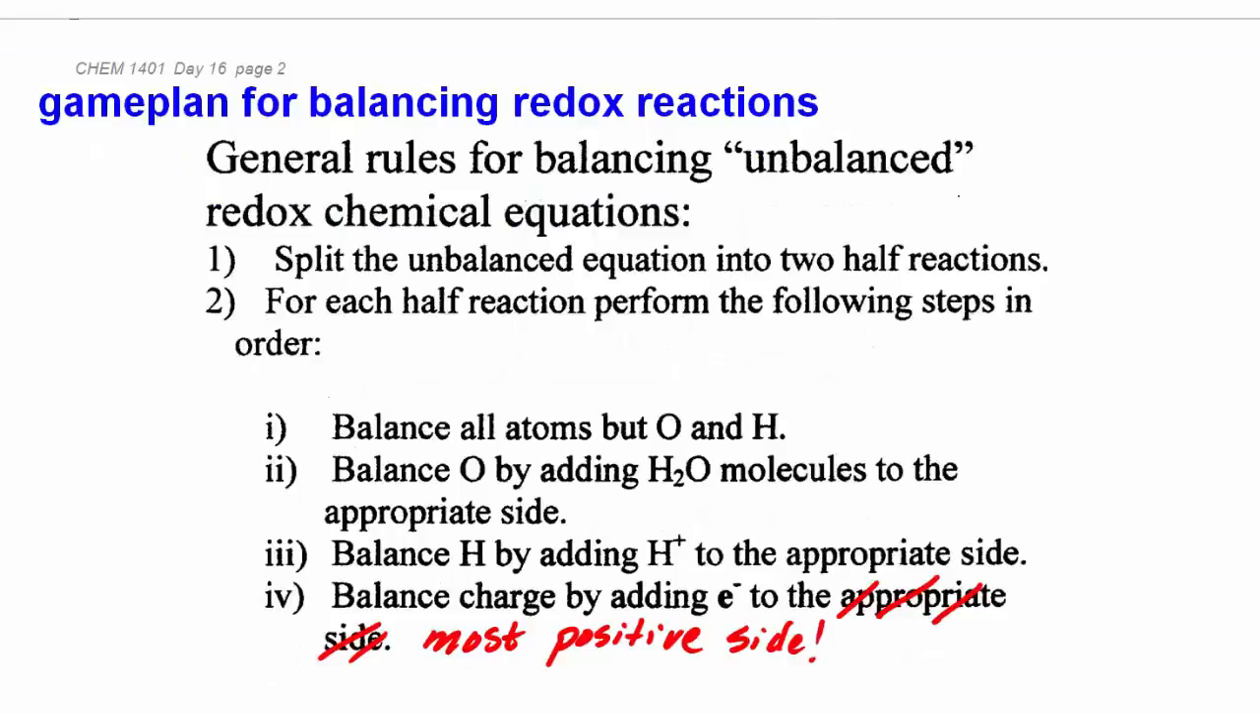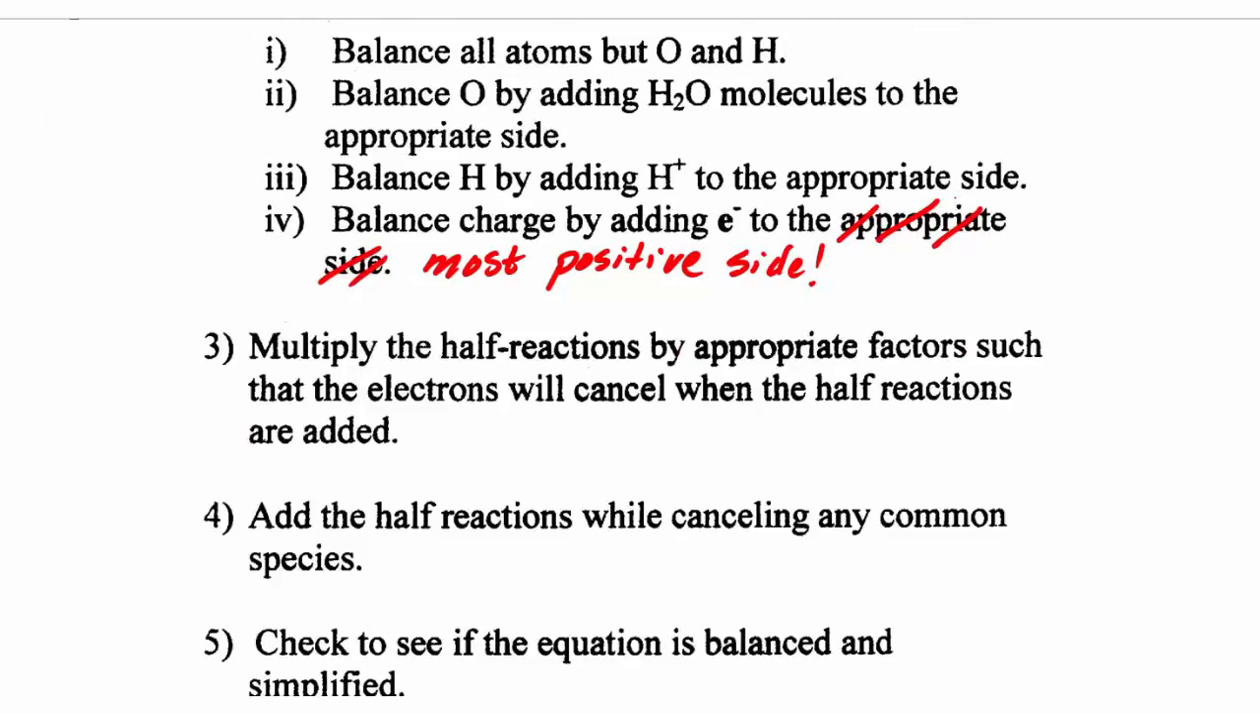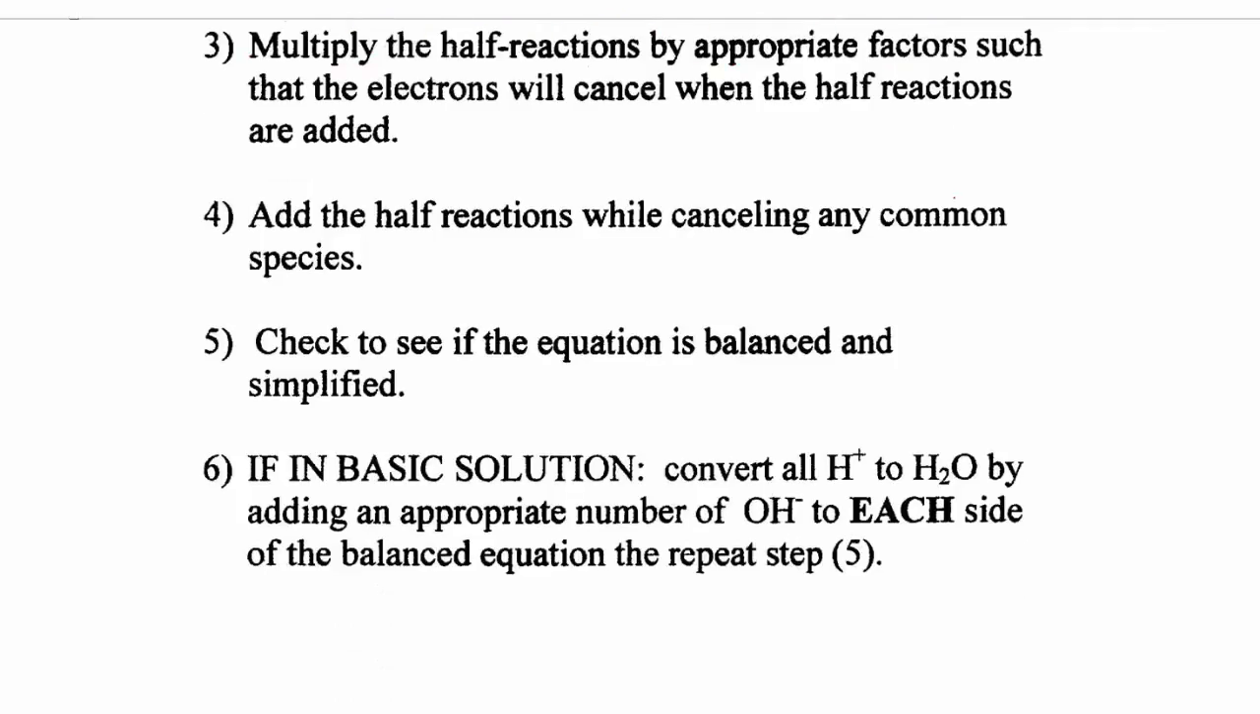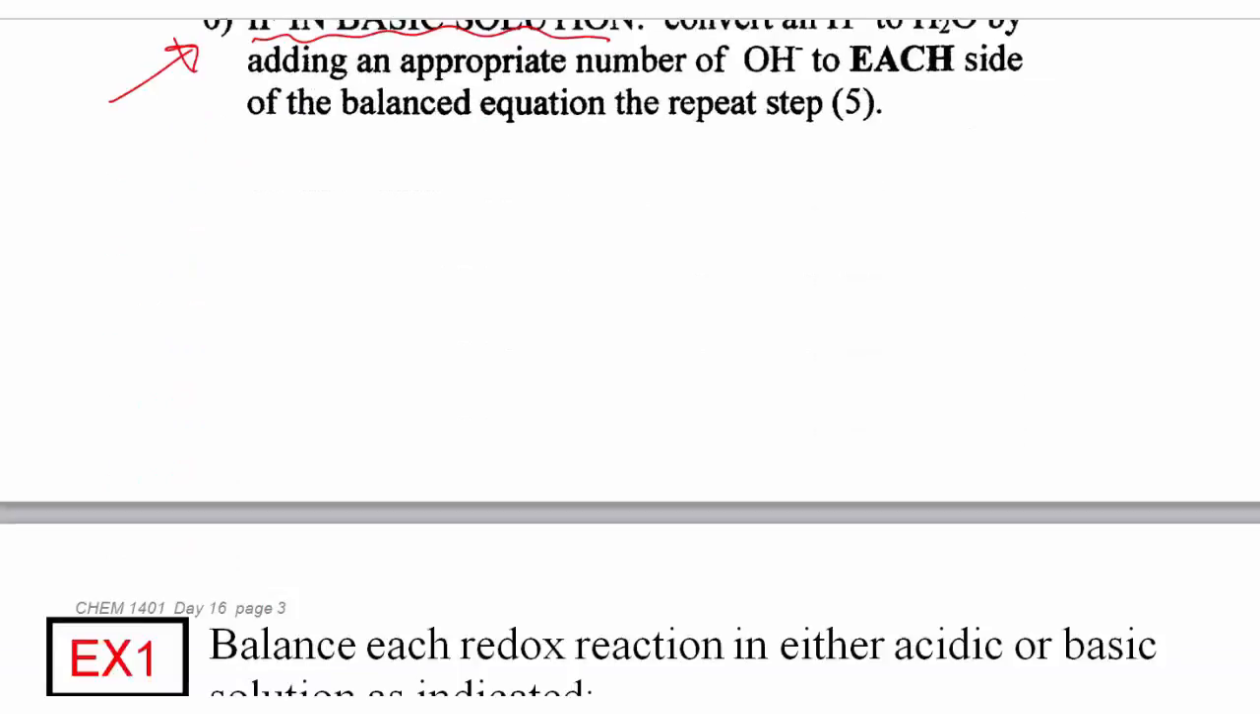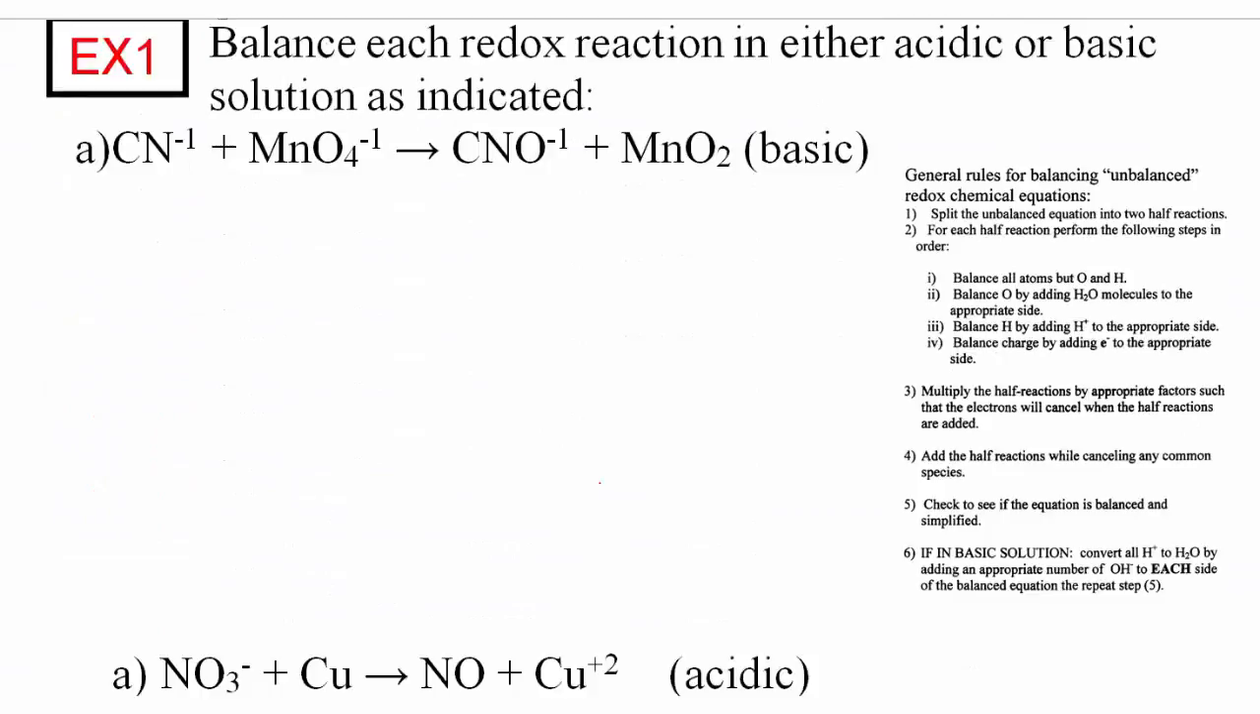Now, we're going to go over this step by step, so I'm not going to read it here. But one thing you can notice is that there's 6 steps, and you only do step 6 if you're in basic solution. So if the solution is basic, you have to do step number 6. If the solution is acidic, we don't worry about step number 6, and you'll see that. So here's our game plan, written on the side over here.